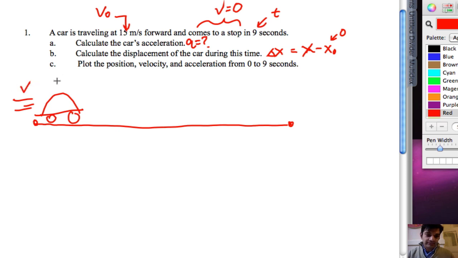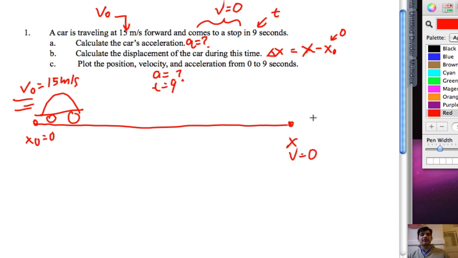Anyway, we have the initial velocity is 15 meters per second, and it starts at a position of 0. And we know the time is 9. We don't know the acceleration. And what ends up happening is we reach some final position, and we know that the final velocity is 0. So now let's go ahead and set up equations.